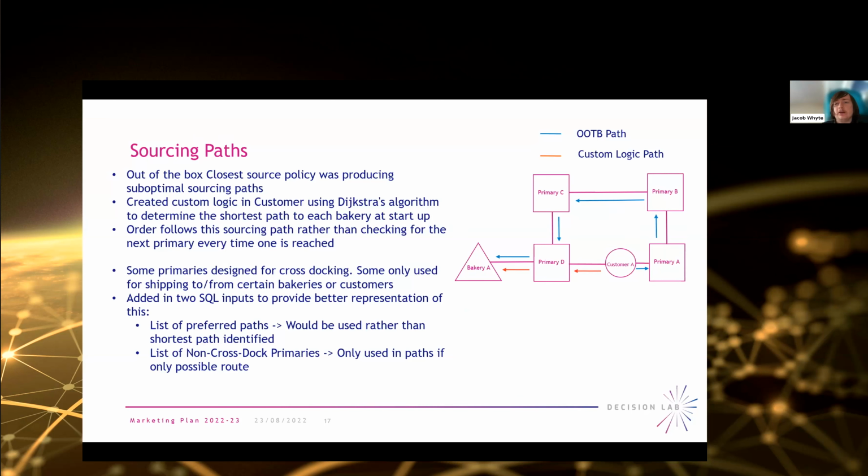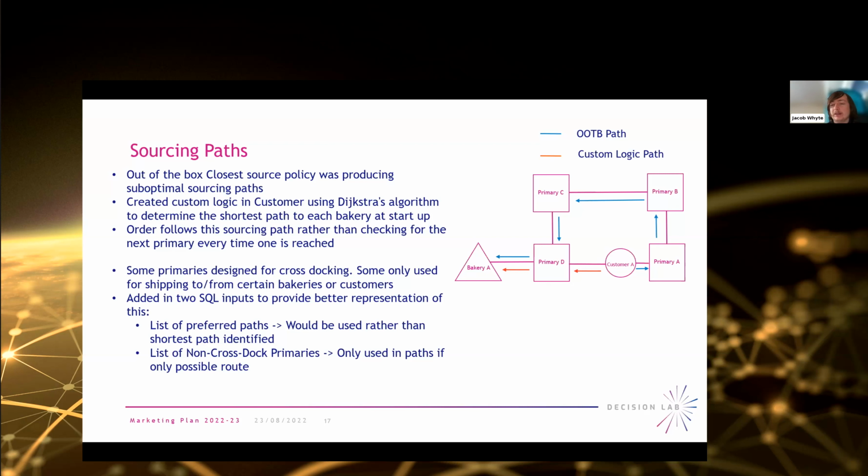And then when we were thinking about the sourcing paths, we initially started with the closest source path, which was the out-of-the-box result. But we noticed they weren't creating the most optimal sourcing paths. As we can see in the diagram on the right, obviously the quickest solution from the customer would be to go to primary D and then bakery A. But because of how the sourcing actually takes place, customer A would only look at primary A and primary D. It would see that primary A is closer and source from there, and only then would primary A start looking at primary B, primary C, primary D, and then over to bakery A, which wasn't really realistic.